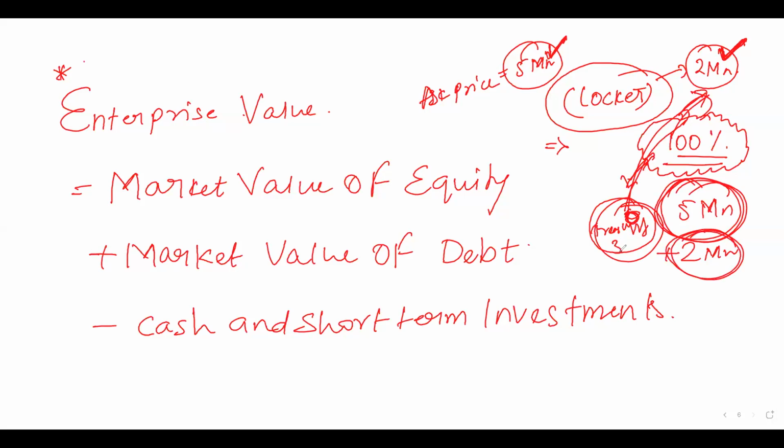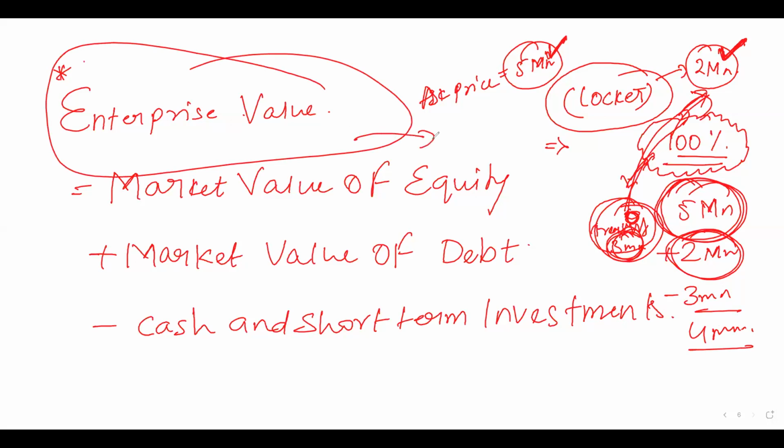But also there is 3 million cash inside this locker. Now, when you own this locker, the cash inside this locker also belongs to you. So this 3 million cash is effectively subtracted, because when you buy this locker, on the spot itself, you are getting 3 million of cash. So effectively, the amount going out of your pocket for being the 100% owner of that locker is 4 million. And that is the idea behind enterprise value, where the whole enterprise is considered as a locker. The whole enterprise is nothing but the locker.